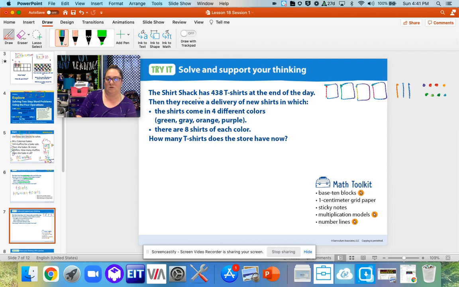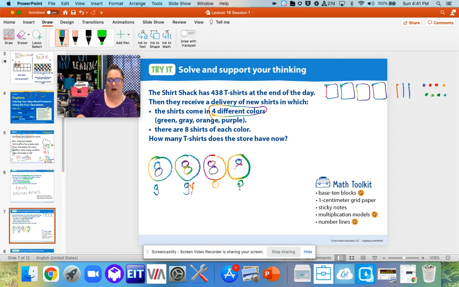They received some new shirts in which they got 4 different colors. Well, I'm thinking that I need to group these into 4 different colors. 1, 2, 3, 4. And there's 8 shirts in each one color. So this is my green, this is my gray, this is my orange, and this is my purple. And I have 4 different colors. And then there's 8 shirts in each one.